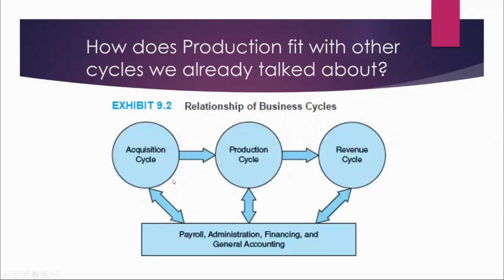So far this semester, we've talked about the acquisition cycle, so the expenditures and buying stuff, and the idea of cash disbursements. We've talked about the revenue cycle, which is the money coming in, cash receipts, our accounts receivable, all of those things. Production is the middle piece between those two. So we're going to buy a bunch of stuff, convert it into something that we can sell, and then sell it. So this just shows that relationship between the cycles that we have talked about so far this semester.